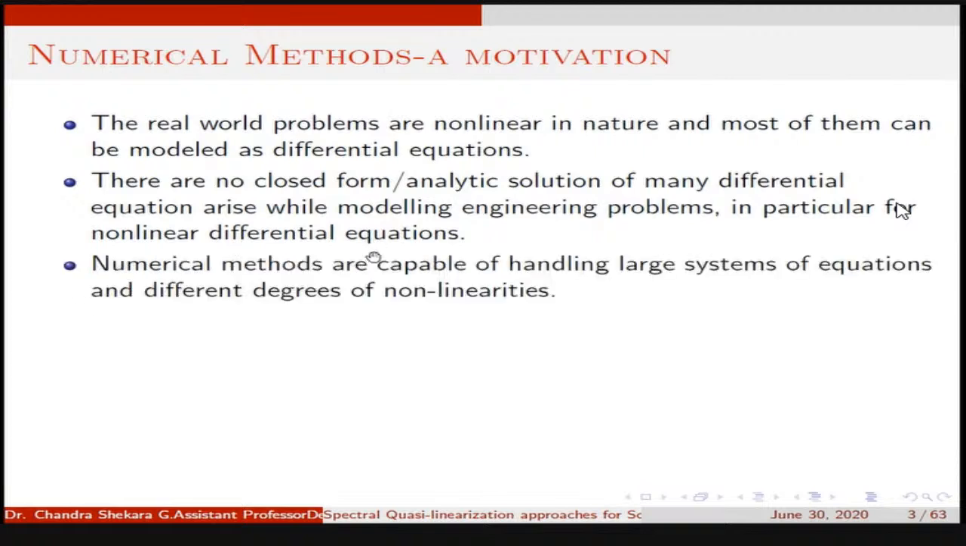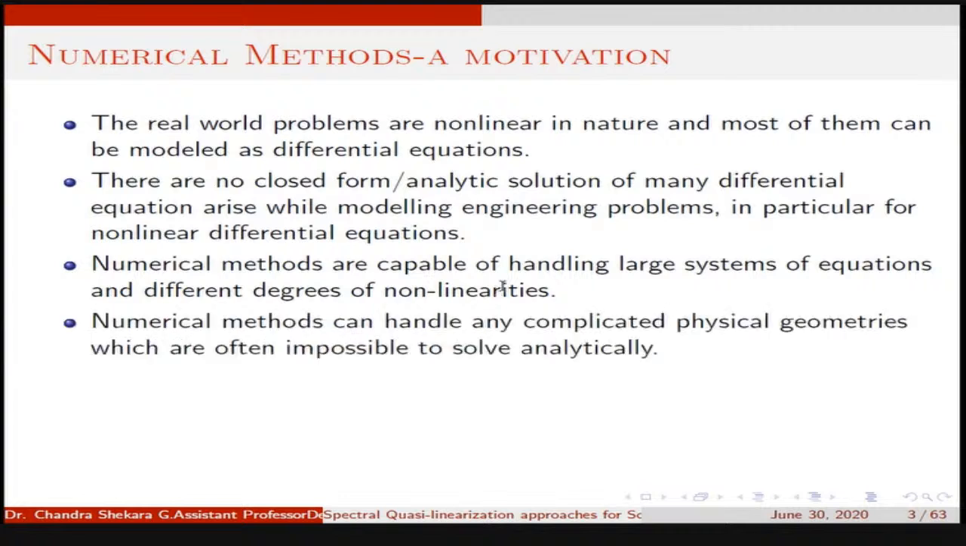Then another reason why we require numerical methods I've given here. Numerical methods are capable of handling large systems of equations and also different degrees of nonlinearities. We already know that by manual calculation we can go up to 4 equations, 4 unknowns. But if you have n equations, n unknowns, then it is very difficult to solve by hand calculations. Therefore, one has to go for numerical methods.